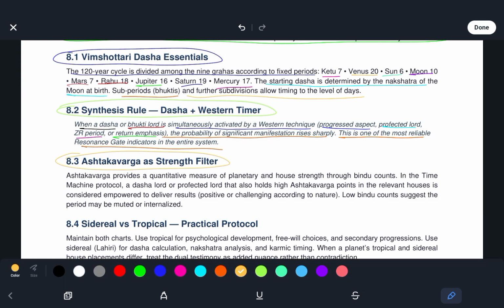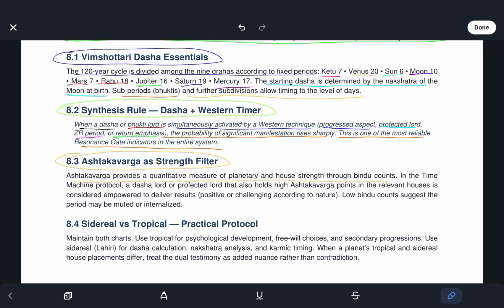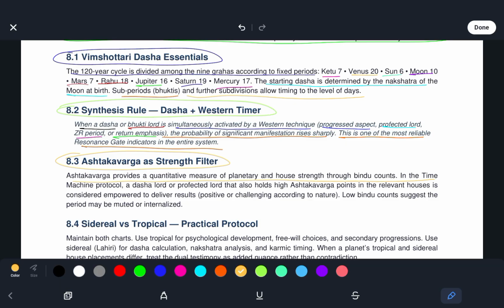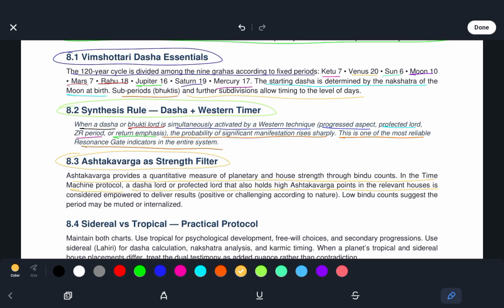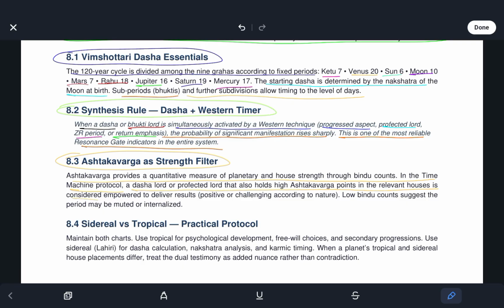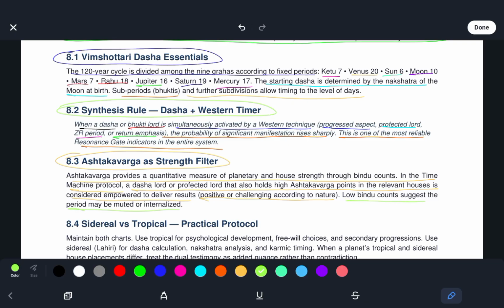Ashtaka strength filter. Ashtaka provides a quantitative measure of planetary and house strength through Bindu counts. In the Time Machine protocol, a Dasha Lord or perfected Lord that also holds high Ashtaka points in the relevant houses is considered empowered to deliver results, positive or challenging according to its nature, while low Bindu counts suggest the period may be muted or internalized.